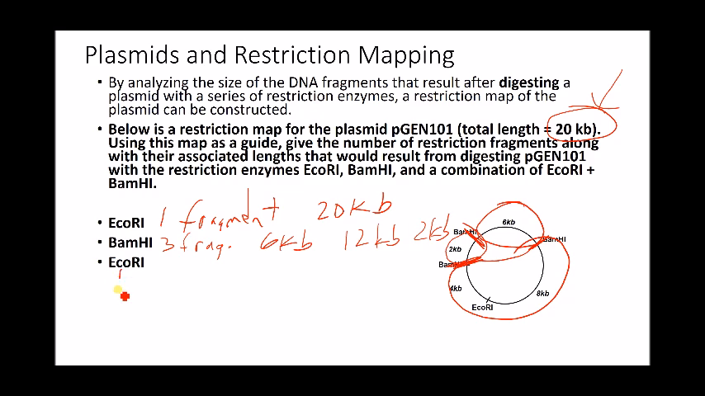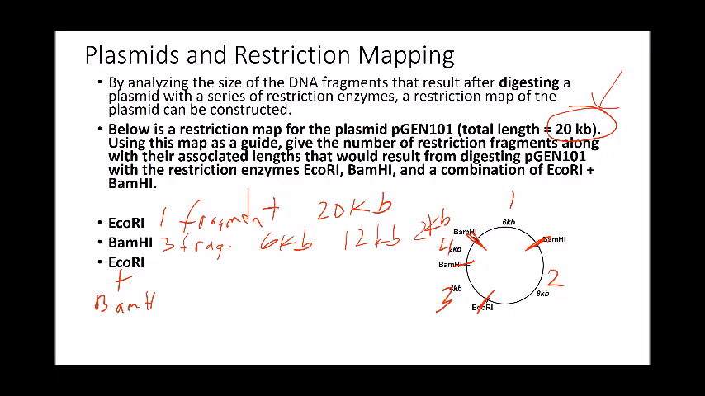The last one should say EcoR1 plus BamH1. So now if we use both, the DNA is going to be cut at all these restriction sites. It's going to get cut here, it's going to get cut here, here, and here. So we're going to get 1, 2, 3, 4 fragments. And those fragments are going to be of lengths 6 kilobase pairs, 8 kilobase pairs, 4 kilobase pairs, and 2 kilobase pairs.